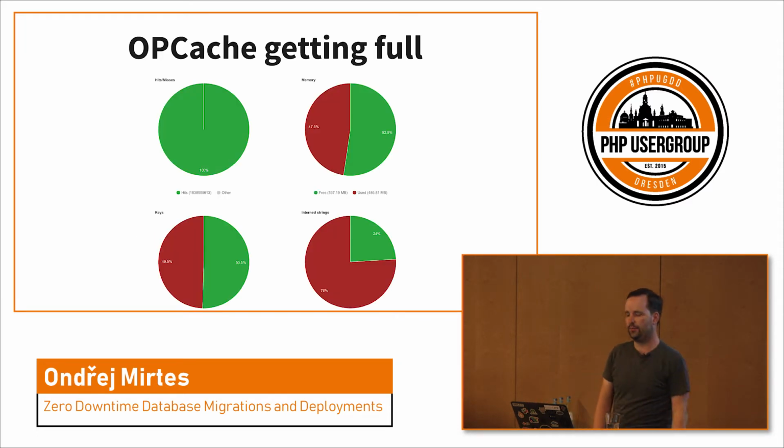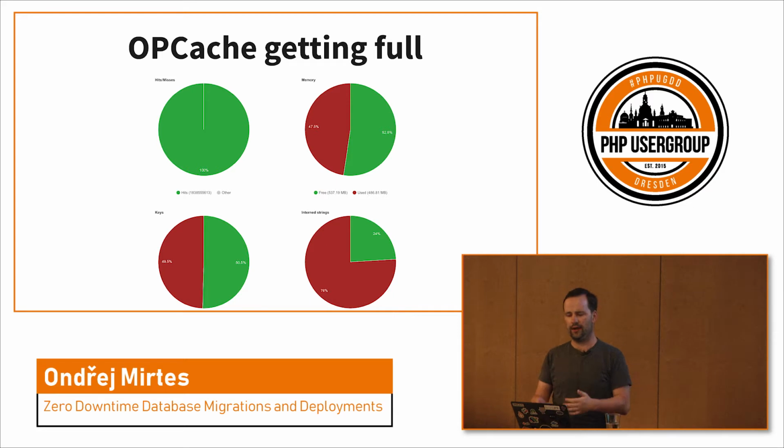But with this approach, you have one problem. Because of different file paths, your opcache will always cache the whole application again because it's in a different directory, in a different path. So the more deployments you do, the faster your opcache is getting full.